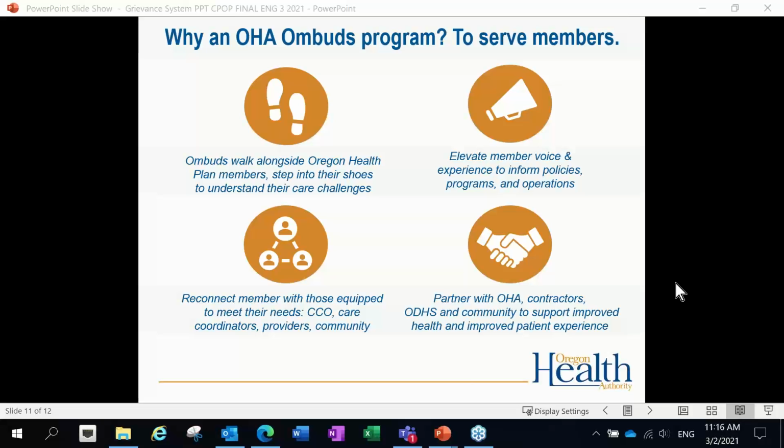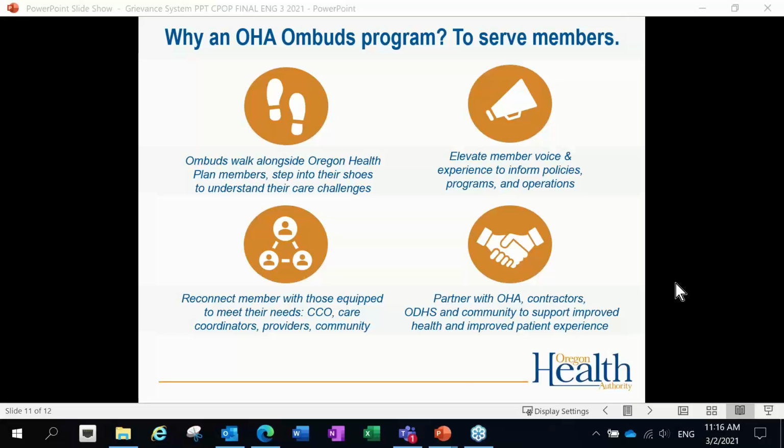We elevate the member voice and experience to inform policies, programs, and operations. So once we've helped the person, we take that experience, and within Oregon Health Authority, we show how the policies, programs, and operations that are developed affect, what is the end result? Is it working? Is it not working? And what changes might we need to make?